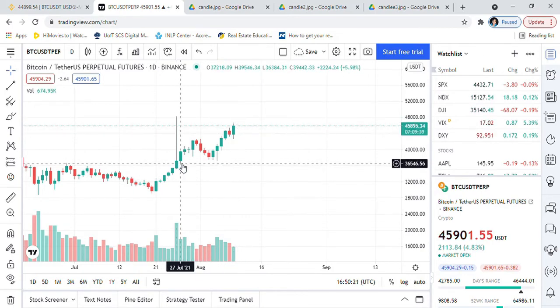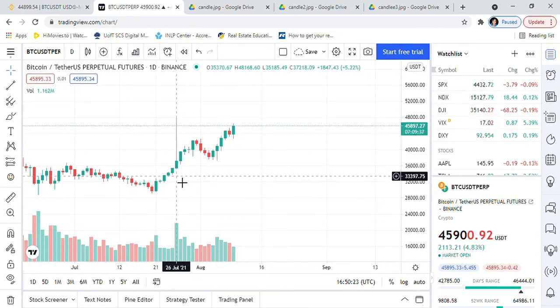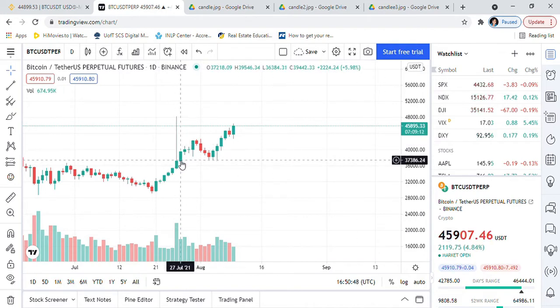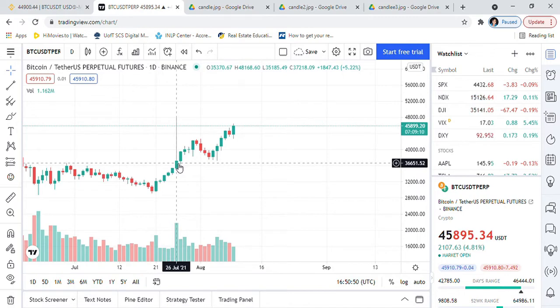Say for this one, for example, this one here, I look at this wick here, and it tells me, okay, the price got badly rejected there, and this tells me that the candle should close at a red. It should close at a red. If, say, the closing time is close, then that candle should close at a red.